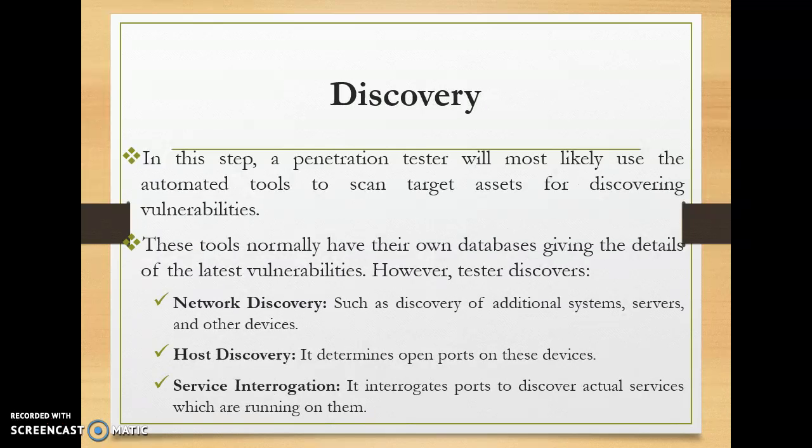The third step is discovery. Discovery is nothing but finding things. Here we find three types of vulnerabilities: network discovery, host discovery, and service interrogation. Network discovery is discovering additional systems, servers, and other devices available in the organization's network. Host discovery is determining the open ports on those devices. And service interrogation is interrogating ports to discover the actual services running on them.